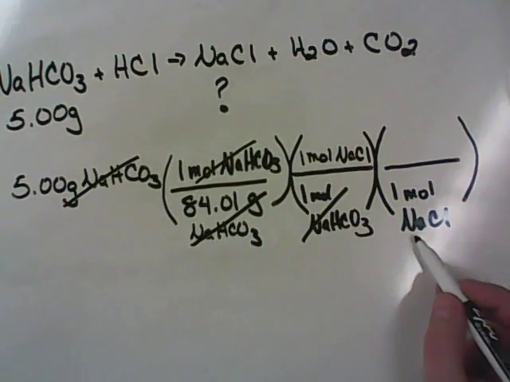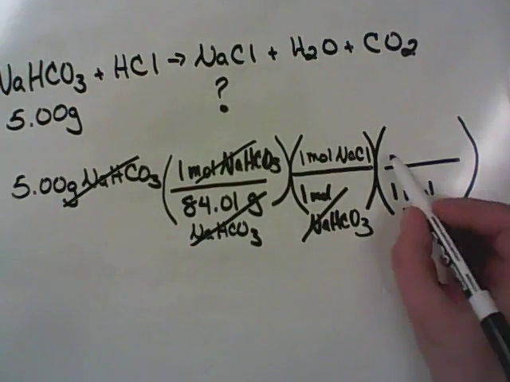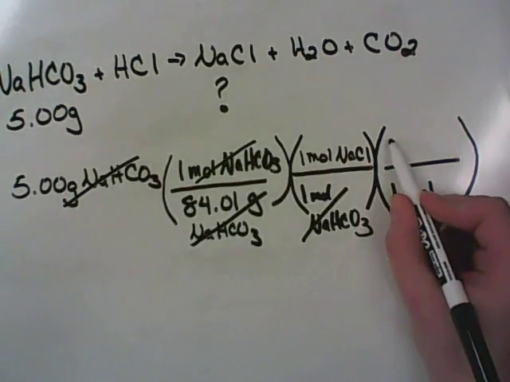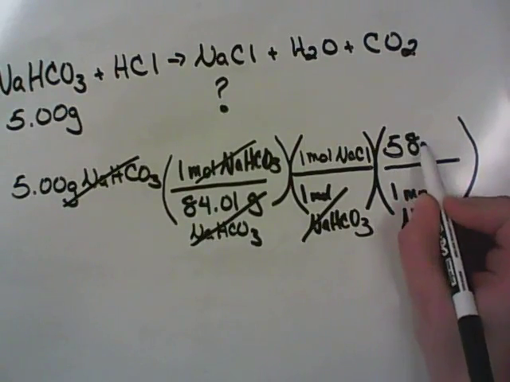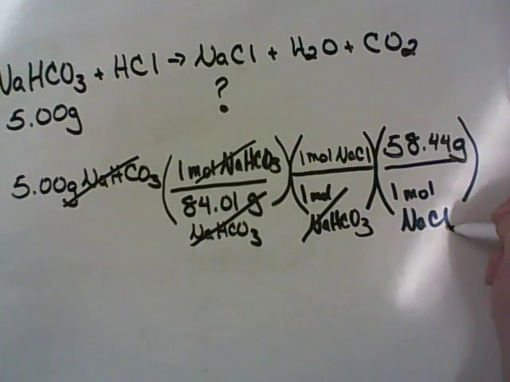Well, Na weighs 22.99 grams per mole, and chlorine weighs 35.45 grams per mole. So altogether, they weigh 58.44 grams of NaCl per 1 mole of NaCl. Now, moles of NaCl cancels with moles of NaCl. So in my calculator, I'm going to multiply everything in the numerator and then divide by everything in the denominator.